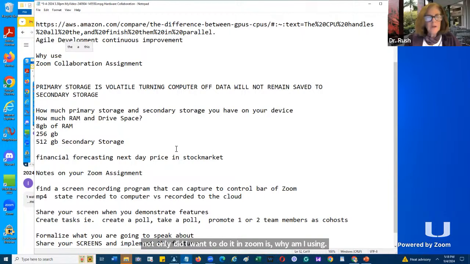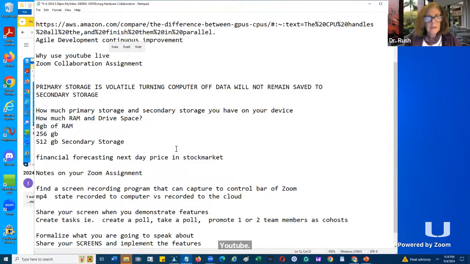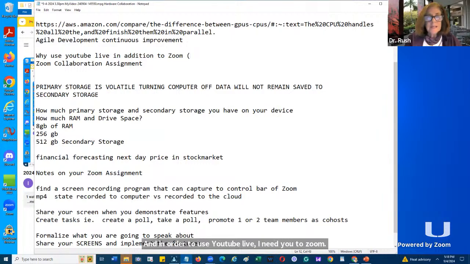use YouTube Live, right? In addition to Zoom. And in order to use YouTube Live, I need you to Zoom, and I'm going to put in parentheses, I'm making it assuming that it's the paid Zoom, because going YouTube Live is only with paid Zoom for right now. They could change it later. So that's the question.